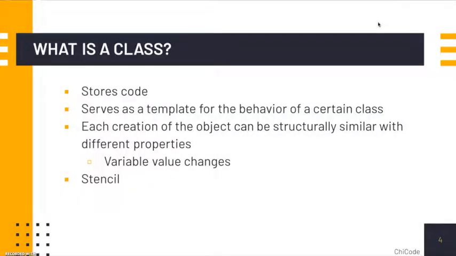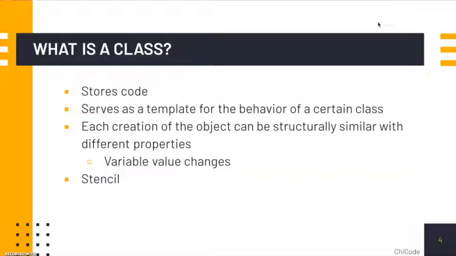To begin talking about an object, it's important to know what a class is. A class stores code and it serves as a template for every instance of the certain class that is created. Every instance of this class will have similar behavior because they all have the same template, which is that class. This class serves as a stencil.